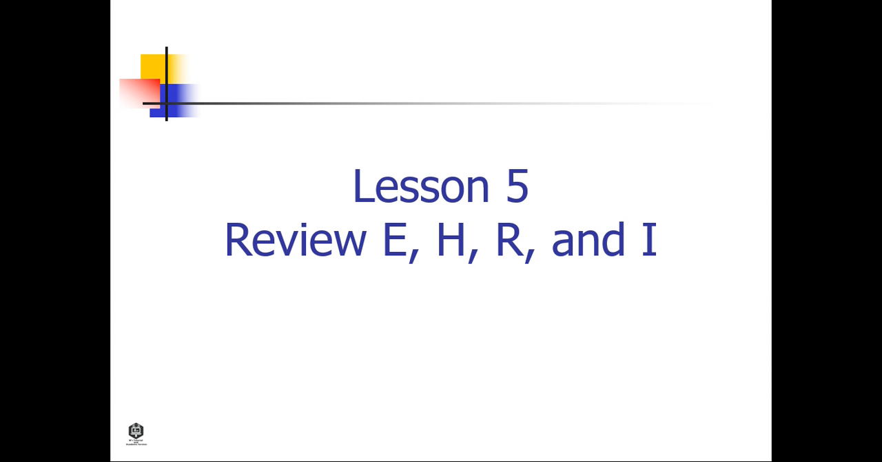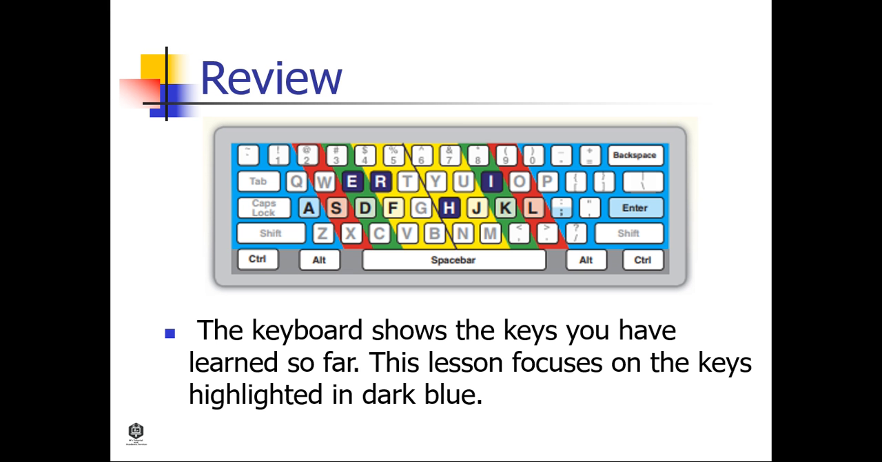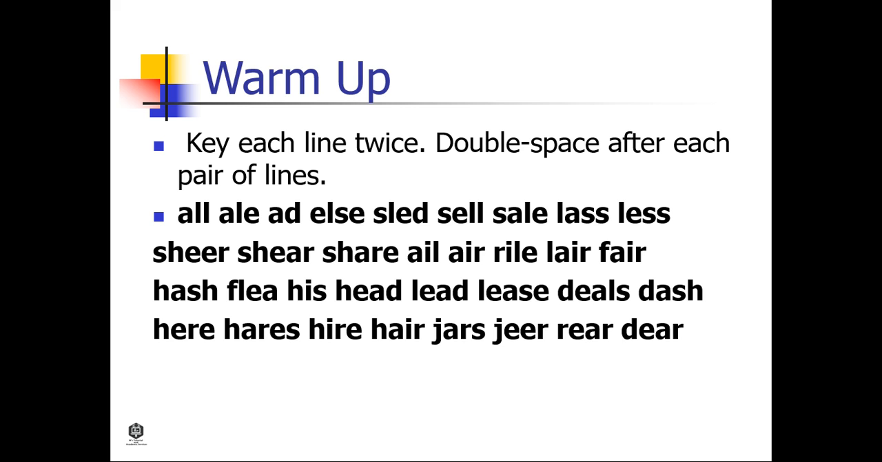Let's proceed to lesson 5. Review E, H, R, and I. To review, the keyboard shows the keys you have learned so far. This lesson focuses on the keys highlighted in dark blue. For the warm-up, key each line twice, double space after each pair of lines.